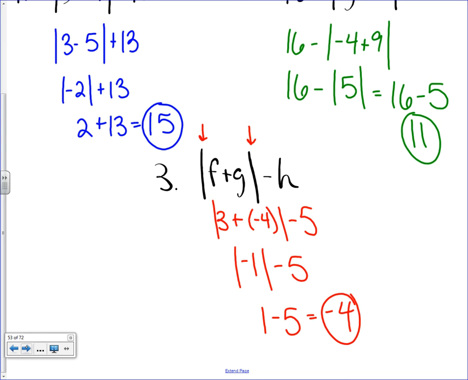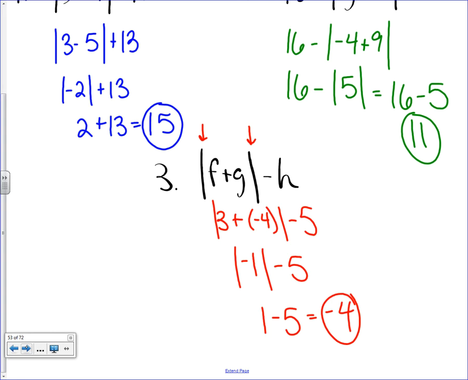So you'll notice here I have a negative answer, which is just fine, because the absolute value is not around the entire problem. It's only around part of a problem. Okay, so we still can get negative answers. It's just when you take the absolute value of a number, it is always positive, because distance cannot be negative.